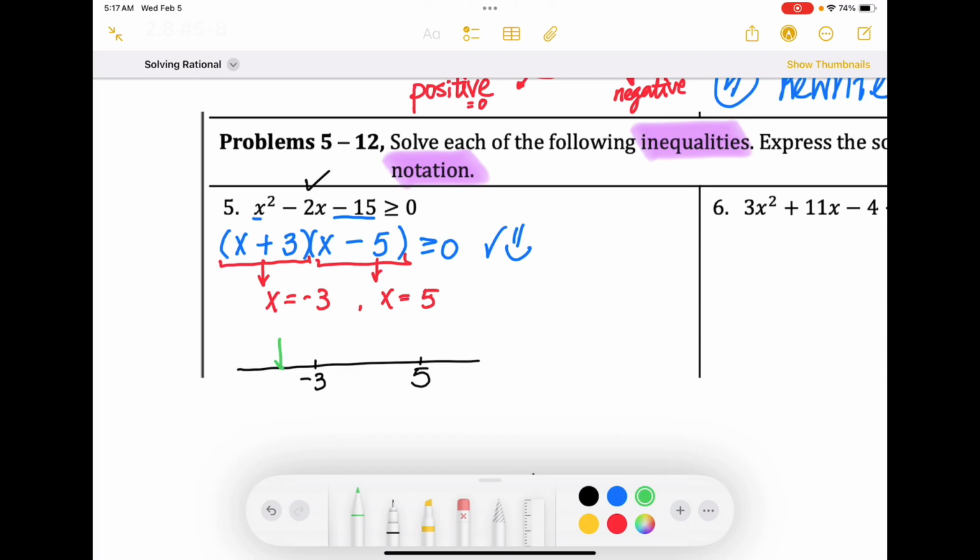So I am going to check some numbers. How about on the left side? I'm going to check negative 4, okay? In between negative 3 and 5, I can pick some number to check. Can I pick 4? Can I pick 2? Can I pick 1? You can pick any number as long as it is between negative 3 and 5, okay? For me, I'm easygoing, so I'm going to pick 0 to check it.